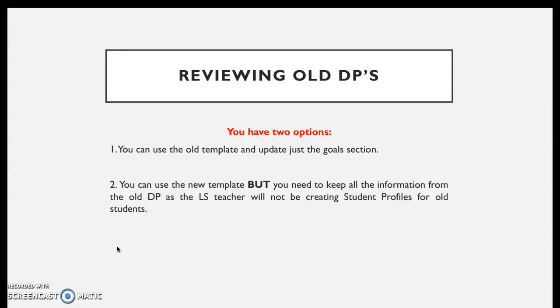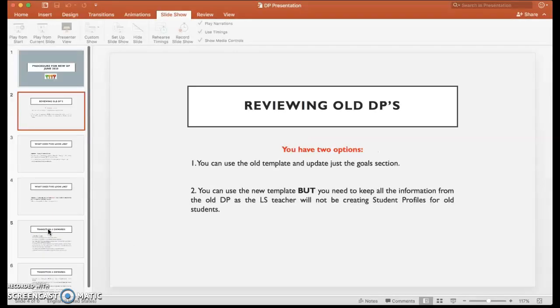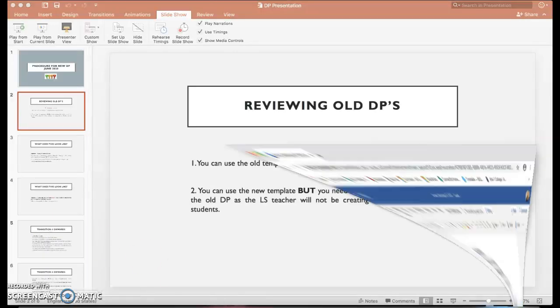The first option is you can use your old template and update just the goals section. Or you can use the new template, but you'll need to keep all the information from the old DP because, as a learning support teacher, I haven't got time to go back and create student profiles for all of the old students. So let me just show you what that's going to look like.